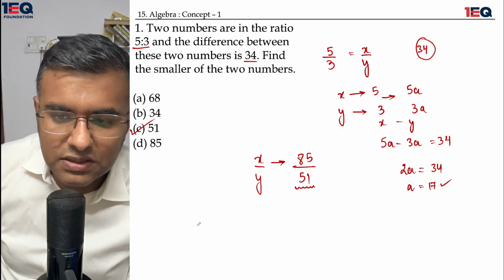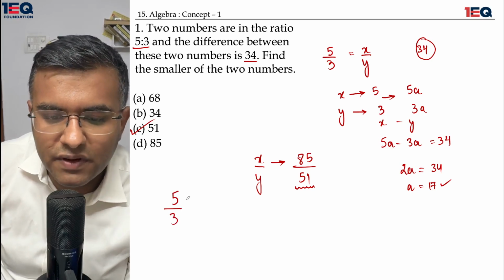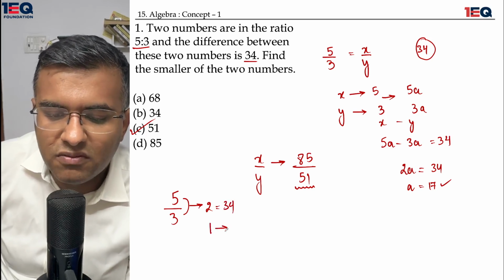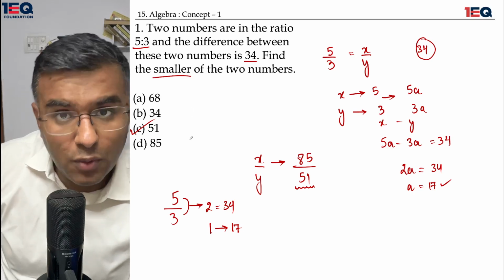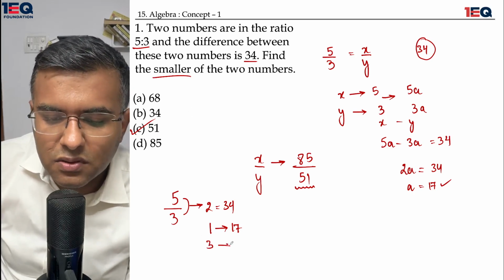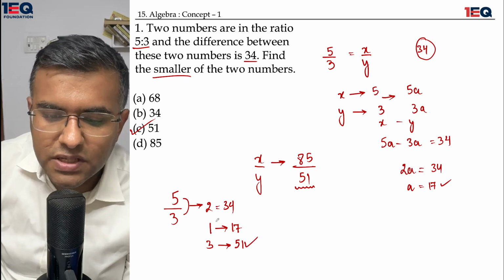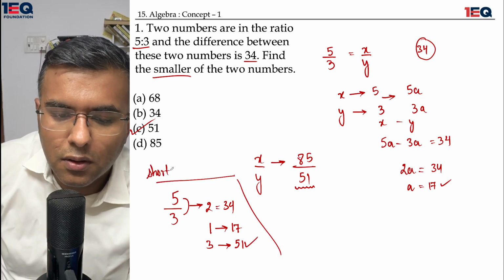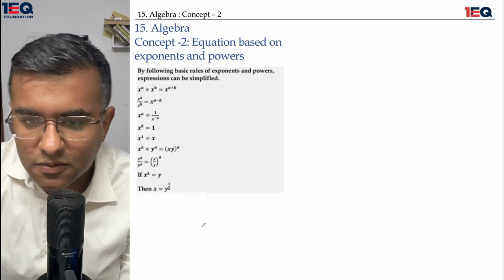We could have done this in a shorter format as well. The shorter format would have said that 5 is to 3 is the ratio between the two numbers. The gap of the ratios is equal to 2. The 2 in absolute terms is equal to 34. That means the value of 1 in absolute terms is equal to 17. With the value of 1 being 17, it's asking me for the smaller number. The smaller number is 3. So the value of 3 is 17 threes are 51, which is the answer which I was looking for. Okay, this is the shortcut that I was looking for. All right, let's move on.